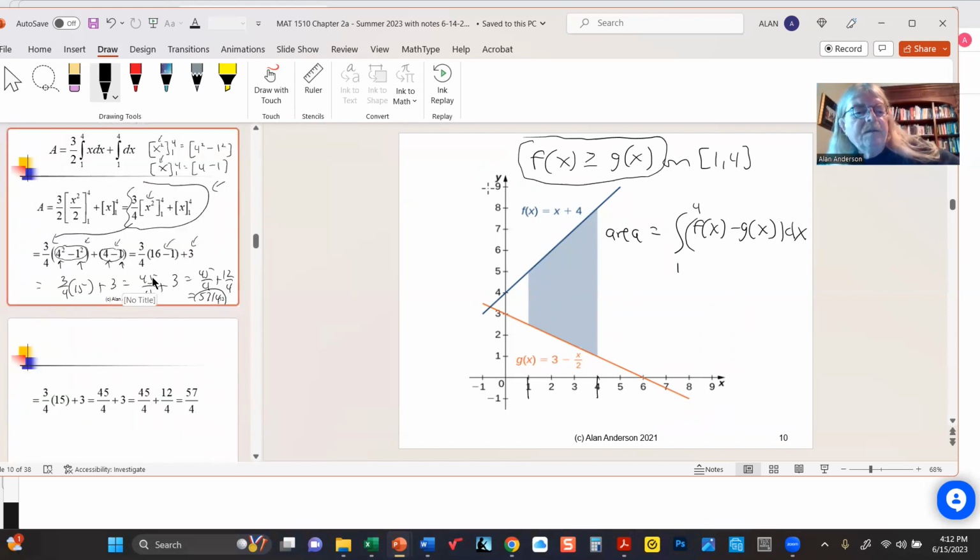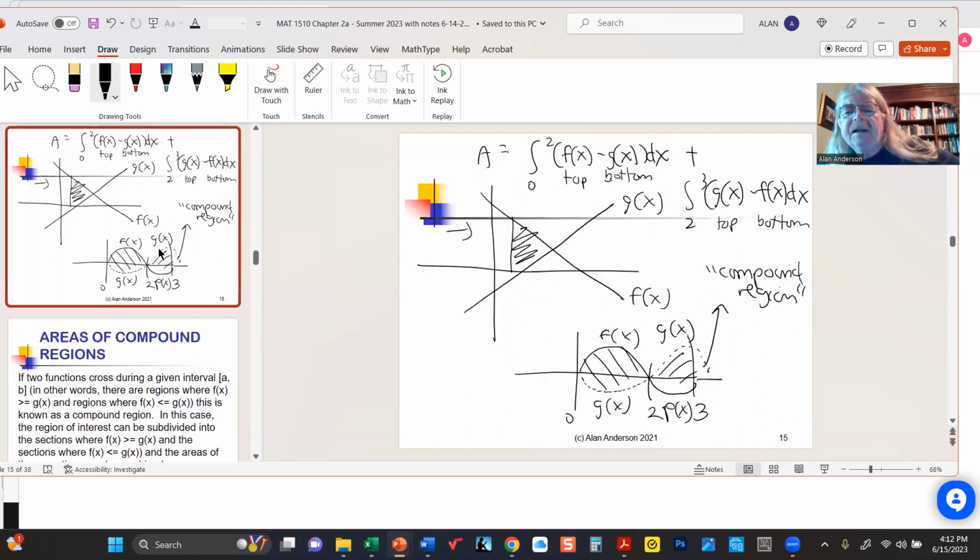For example, how about this case? Now, I sketched this in before. It's not the best sketch I've ever done, but the solid line here is f of x. It's a curve. And then this dashed line down here is g of x. And what you notice right away is that between 0 and 2, this interval here, f of x is greater than g of x. But between 2 and 3, it's the other way around. So what do we do now?